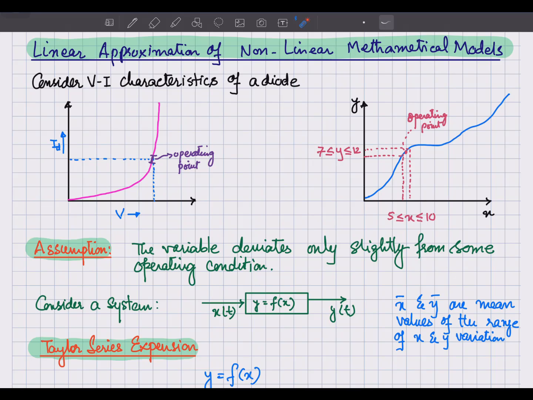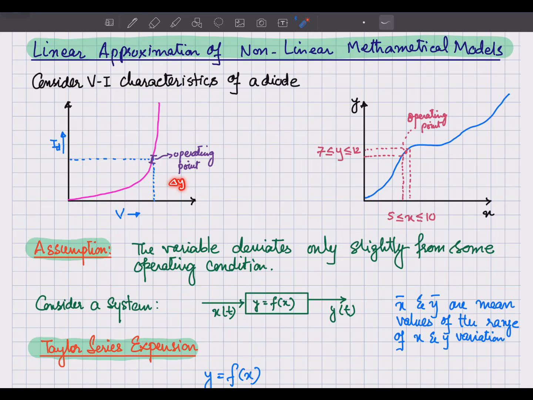To linearize, first of all we will have to see the operating point. We can linearize this function in the close vicinity of our operating point. In this small section I can consider that this is the linear one. So we can linearize our function close to the operating point by assuming that the variation in this voltage and the current is very small.